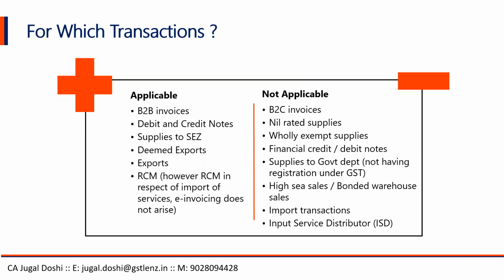Financial credit note means, let's say I have sold goods for 1 lakh. Later, for some reasons, it is decided the price is concluded at 95,000 only. In this case, I am reversing 5,000, but I am not reversing GST on this 5,000. So I am paying extra tax. So for financial credit notes, e-invoicing is not applicable.